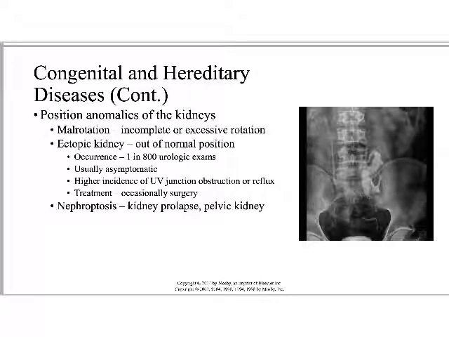And then nephroptosis is a kidney prolapse or pelvic kidney. So again, if it's slipped down into the level of the pelvis for whatever reason, we will call that a pelvic kidney or nephroptosis.